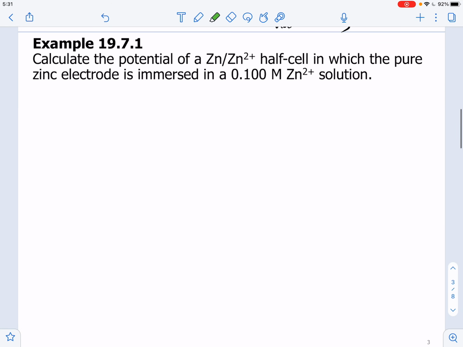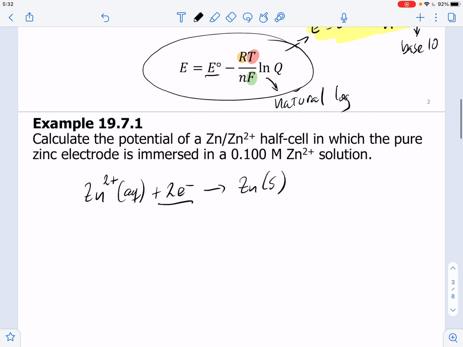So we have this reaction here, and we are working with just one half reaction, and this is zinc 2 plus. Since we want to see this from the point of view of a reduction potential, we have zinc 2 plus plus 2 electrons goes to zinc solid. So this is your reduction reaction for that half cell. Remember, your standard reduction potentials are always from the point of view of a reduction. Here there are 2 electrons, so n in that equation is equal to 2.